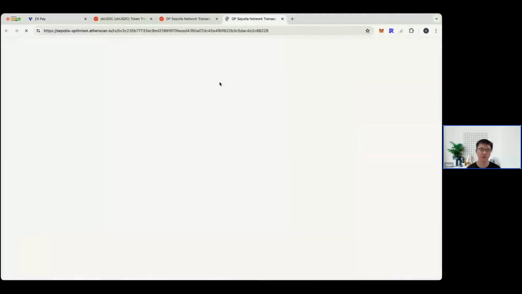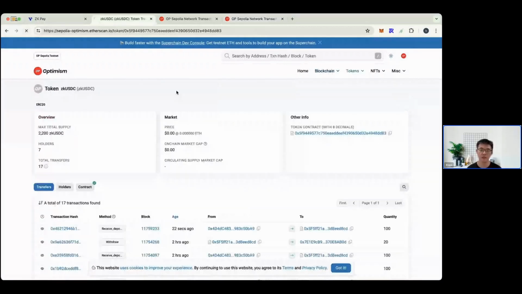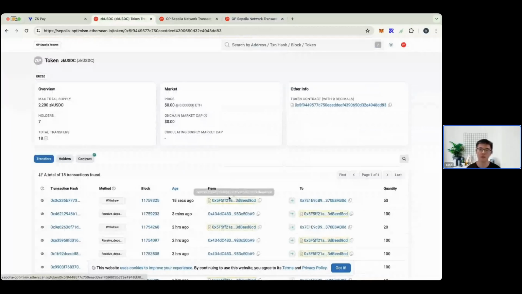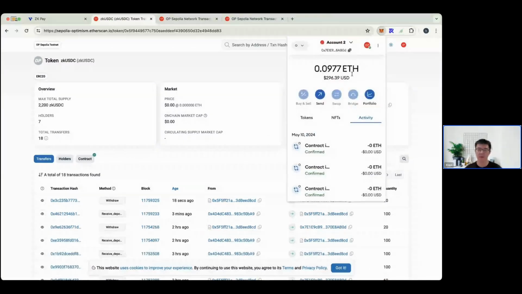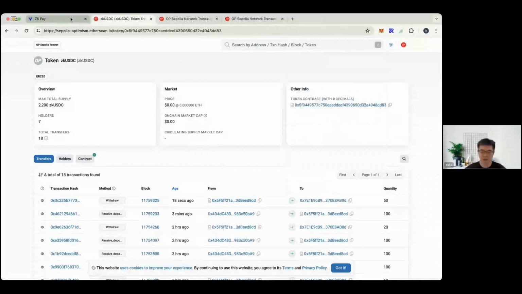Okay, here's the Explorer. You can see the fund has been transferred, it's successful, and indeed 50 USDC has been sent to the recipient account, and currently they have 130 USDC in their wallet. Okay, here's the flow. That's basically it for my presentation and the demo. If there are any questions, I'm happy to answer them.